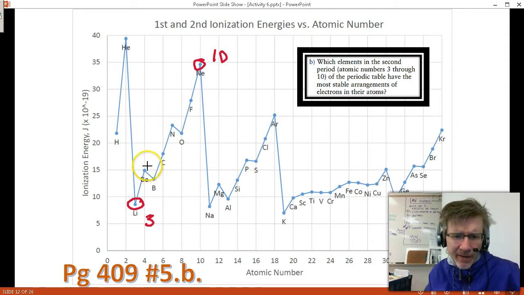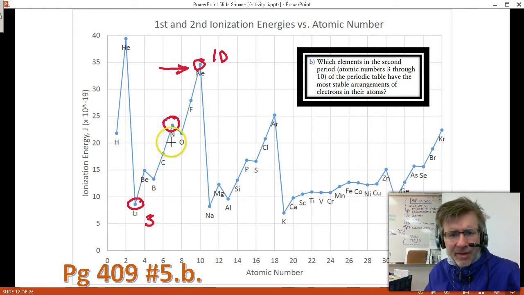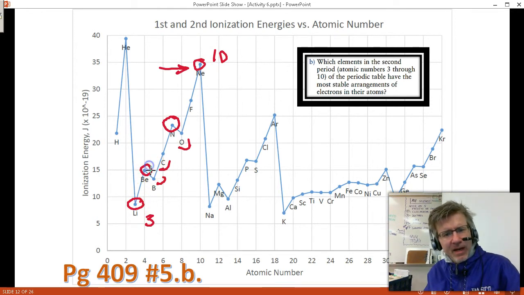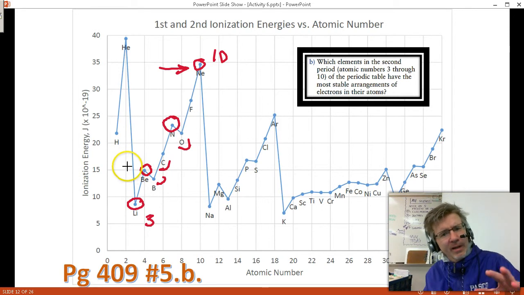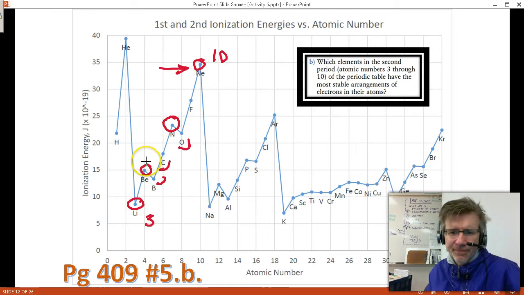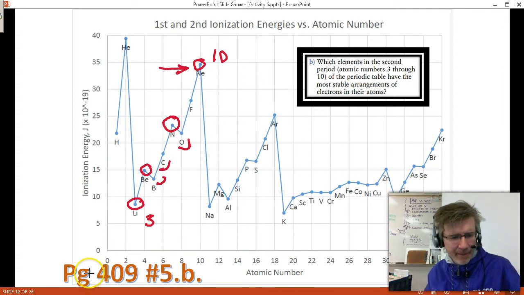So check it out. Well, definitely neon because it has a whole bunch of energy. Nitrogen, look at that, has a little bit of higher energy than either oxygen or fluorine. And then beryllium has a little bit higher energy than boron and lithium. So there's like these little somewhat lesser stabilities versus an overall stability of neon. So you could mark these up or circle these when you're doing page 409, number 5B.